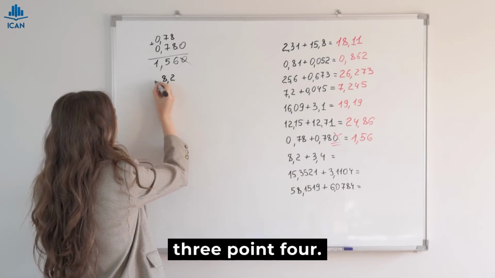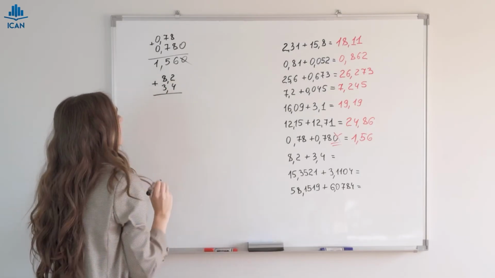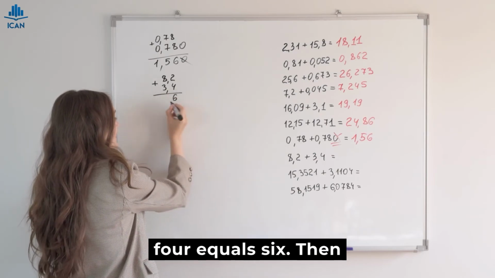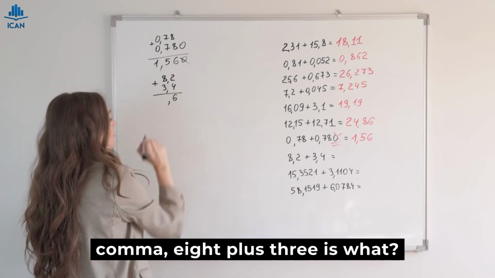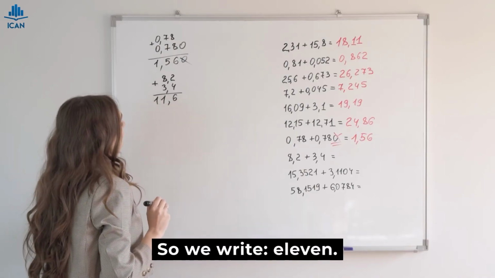8.2 plus 3.4. 2 plus 4 equals 6. Then comma, 8 plus 3 is what? 11. So we write 11.